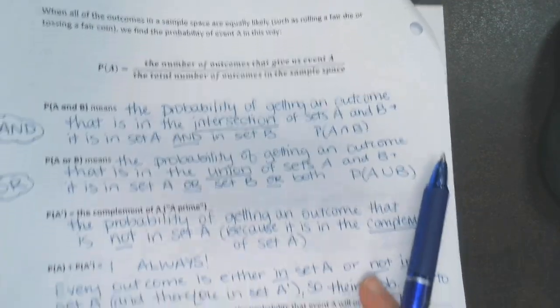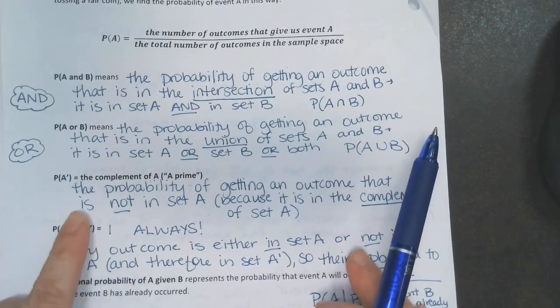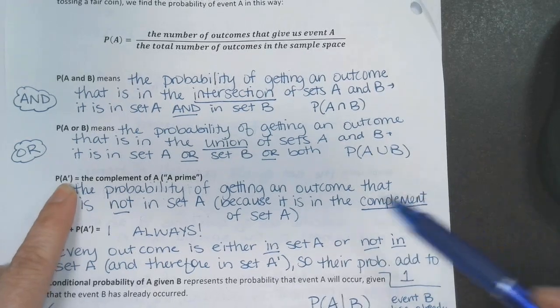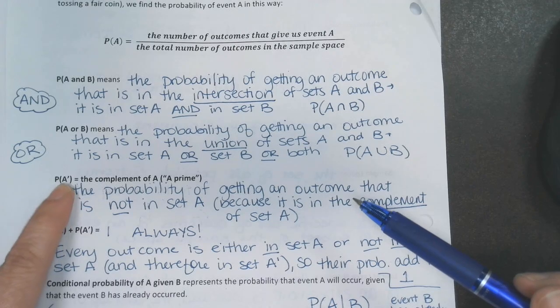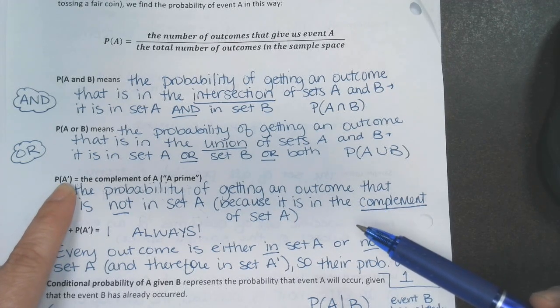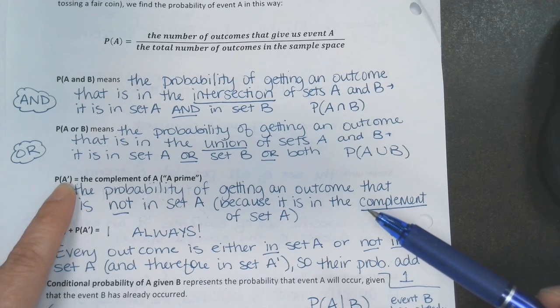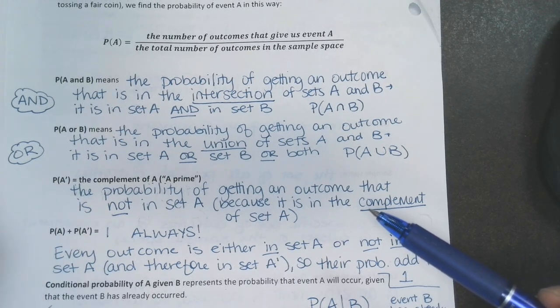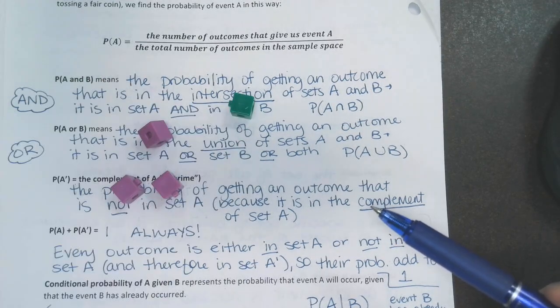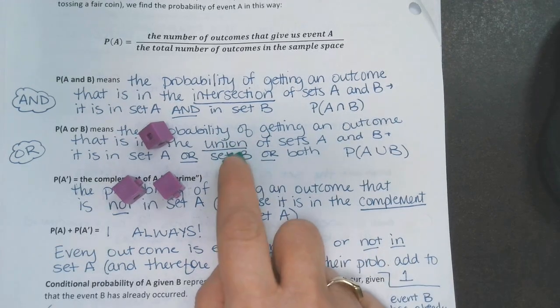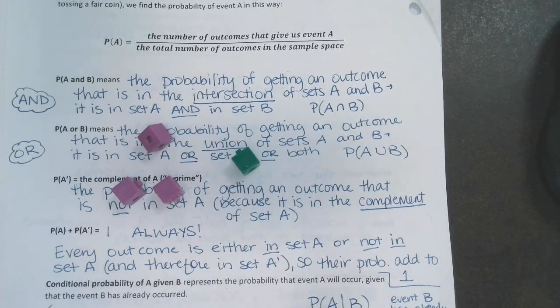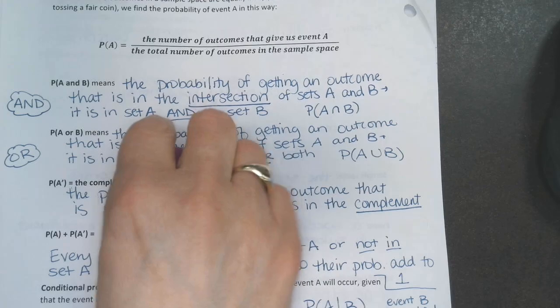Another symbol that we need to know is A with this little slash here, and it's called the complement of A, or we say A prime. So this is the probability of getting something that's in the complement of A. The complement of A is something that is not in set A. So if I have these and set A are the purple, and I pick something, I want something that's not in A, it's going to be something that's not purple. Okay, so A and A prime are kind of like opposites.